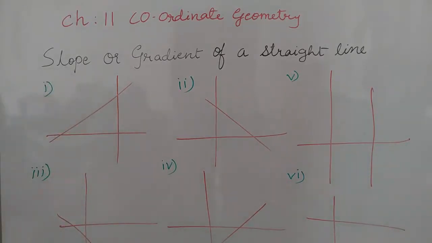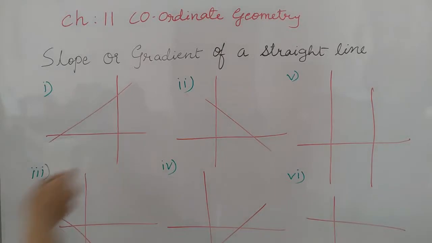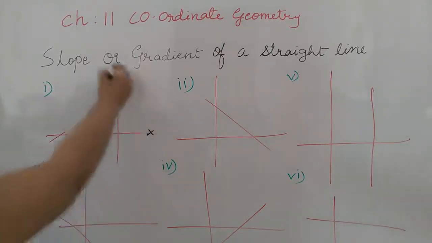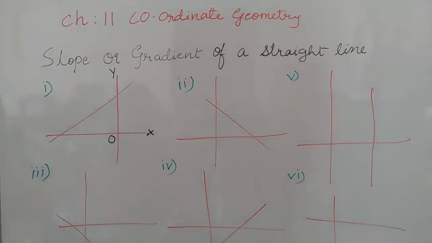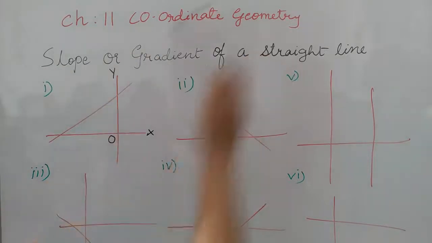So students, in day-to-day life, you might have heard that this road is very steep, or that climbing is very hard, then we say that it is a sloping road. Here you can see the slope on the line, with the x and y axes and the origin. So now we are going to learn slope, or the other name for it, the gradient of a straight line.